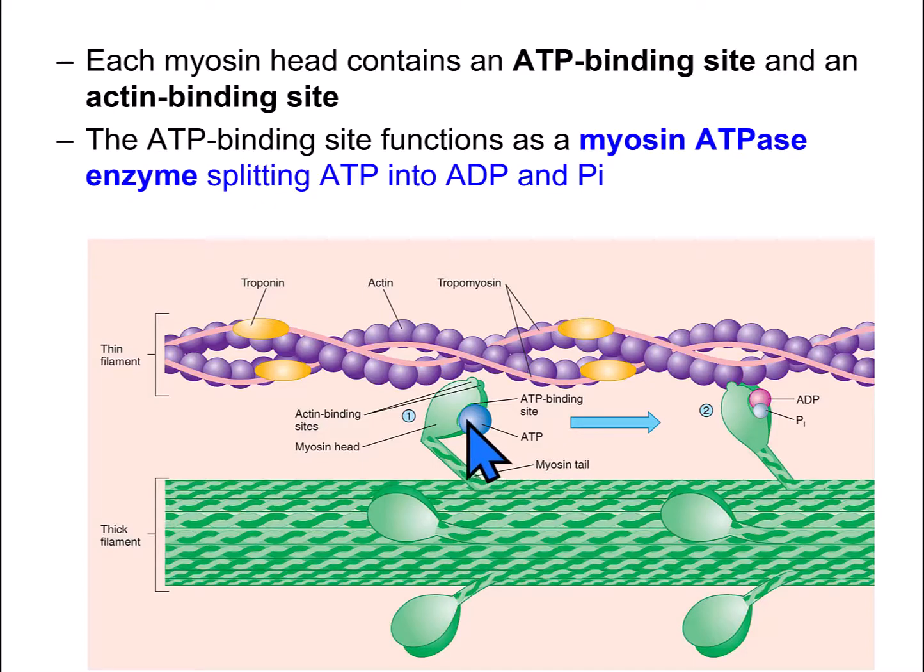The ATP binding site we find on the myosin head functions as a myosin ATPase enzyme. So when ATP binds to it, this enzyme is going to split ATP to ADP and phosphate. When you do that, you release energy, and that energy is going to be used to cock the myosin head back so that it can then bind and power stroke and pull the thin filament over the thick filament.